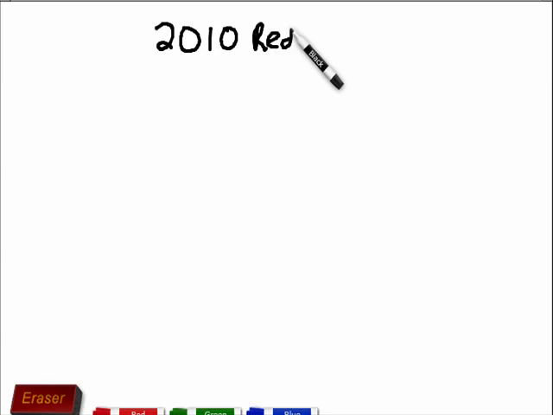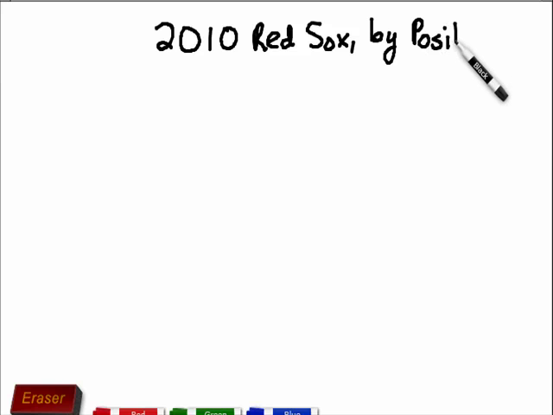The graph here is of a data set which has the 2010 Red Sox, and it tells us what position they played was their primary position. If a guy played several positions, we're just going to go with whichever one he played most to simplify things. So 2010 Red Sox by position is a good description of our data set.